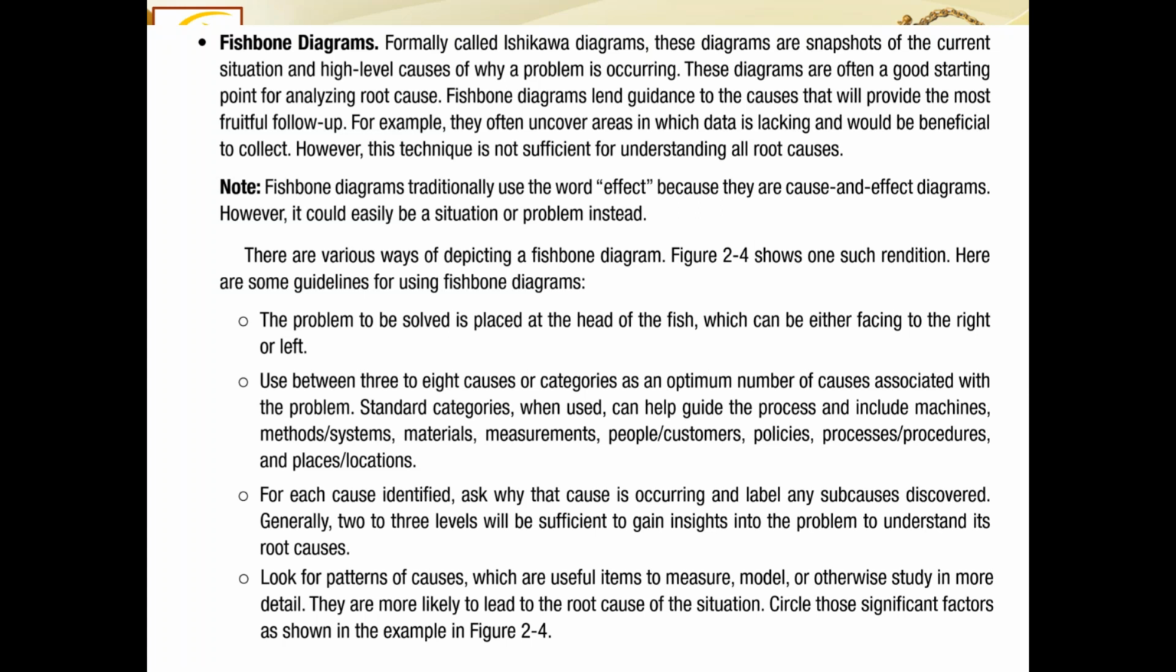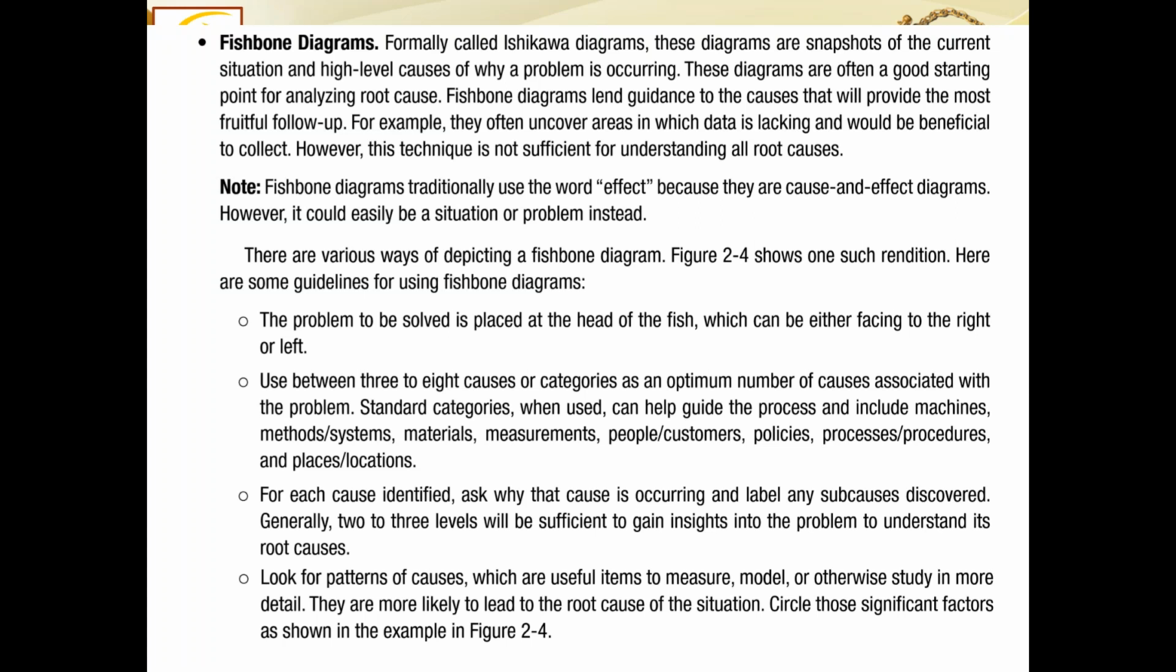For each cause identified, ask why that cause is occurring and label any sub-causes discovered. Generally, 2 to 3 levels will be sufficient to gain insight into the problem and understand its root causes. So once you say, well, it is due to the policies, then which policies? There is a human resource policy, a risk policy, a quality policy. Which policy is causing the problem? You say, okay, this is the human resource policy. So 2 to 3 levels will be sufficient to gain insight.